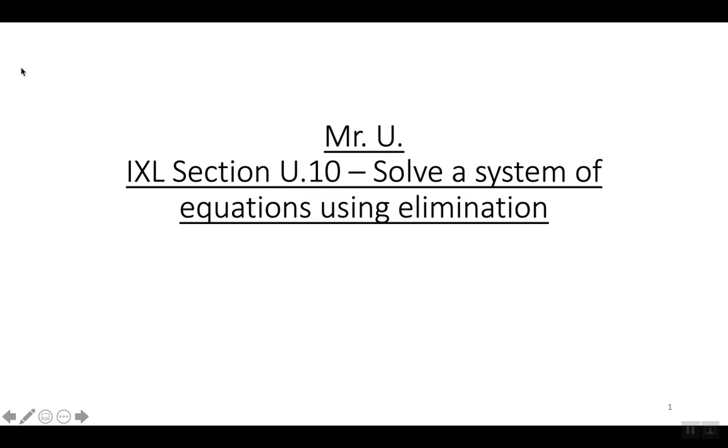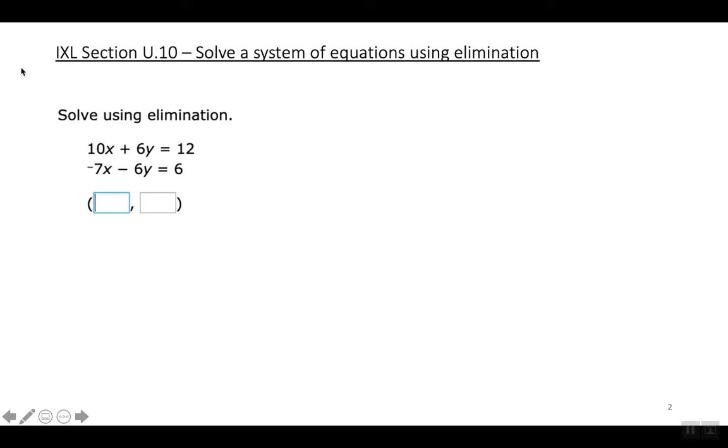IXL Section U.10, solve a system of equations using elimination. Today we're going to go over the third way you could solve a system of equations. We already learned two other ways.